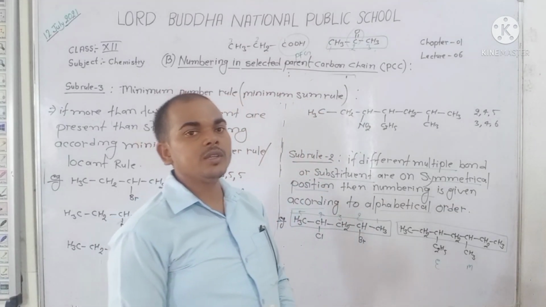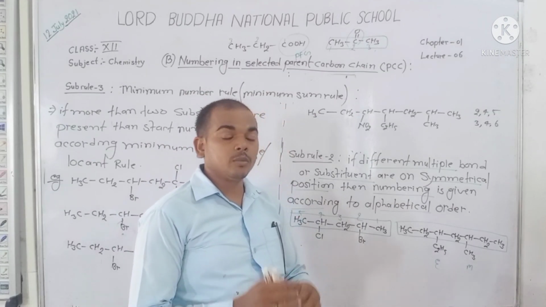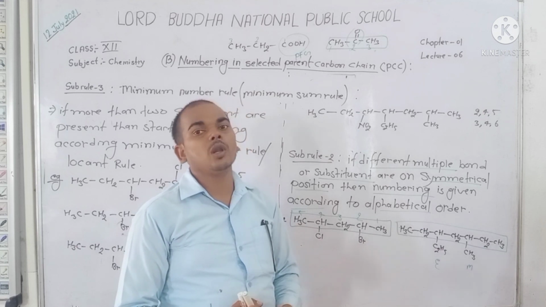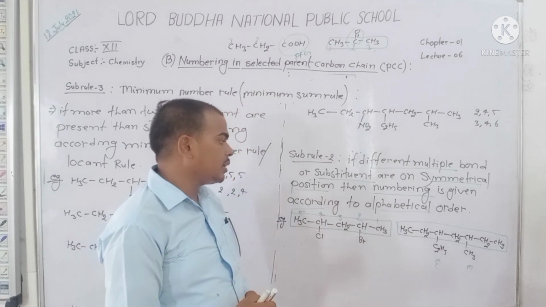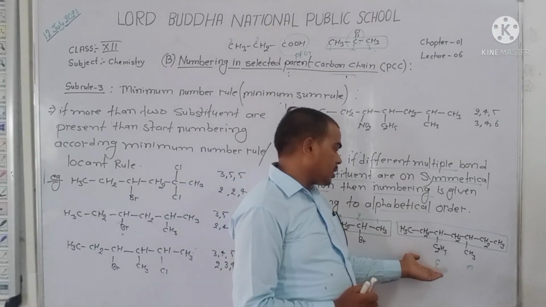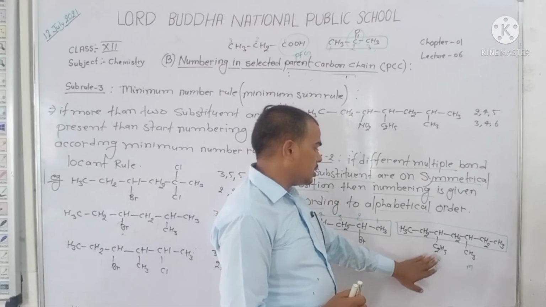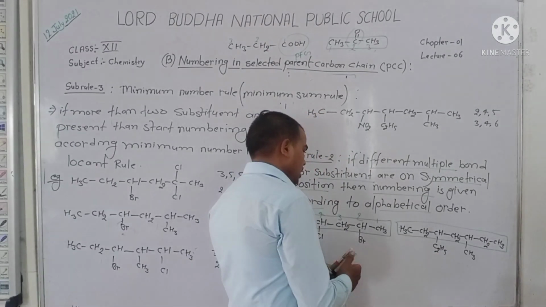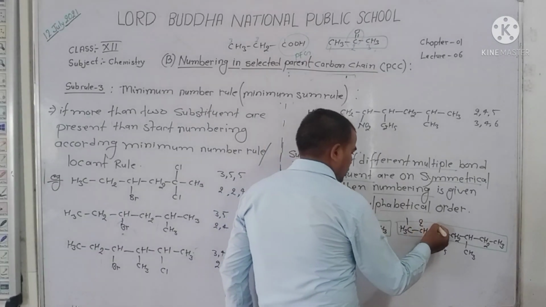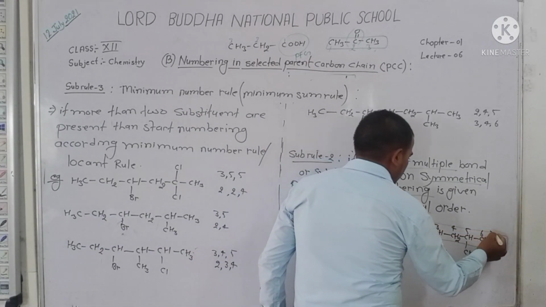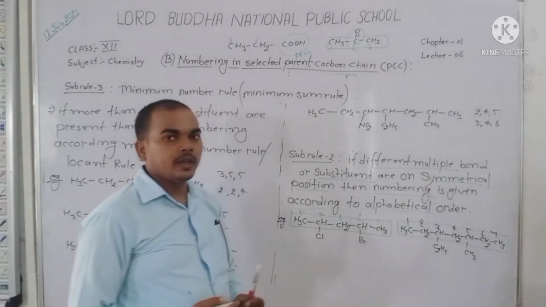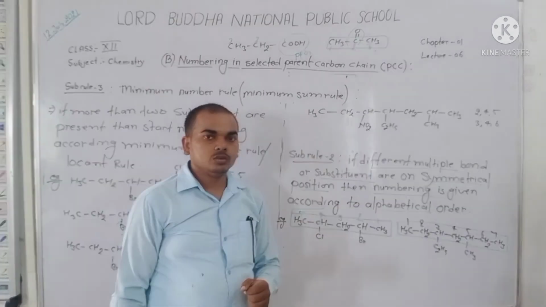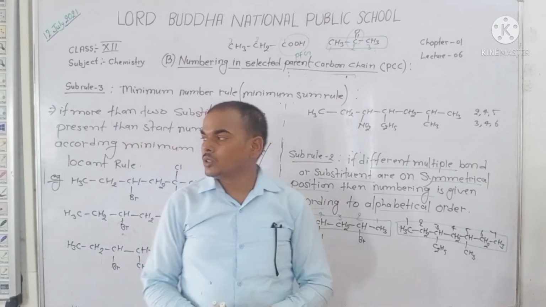So the counting starts from here, according to alphabetical order. In the alphabet, E comes before M. That means ethyl has more priority than methyl. So the counting starts from here: 1, 2, 3, 4, 5, 6, 7. I think you understand about subrule 2. Okay, student, now we start subrule 3.